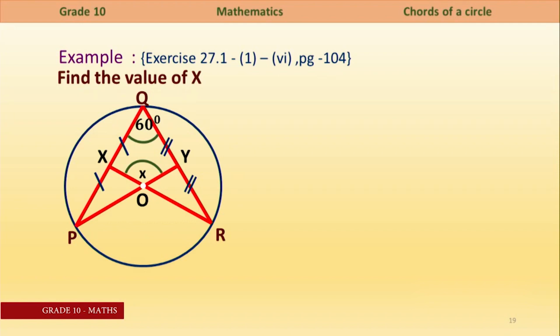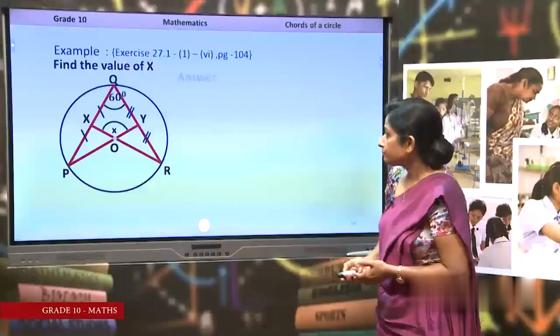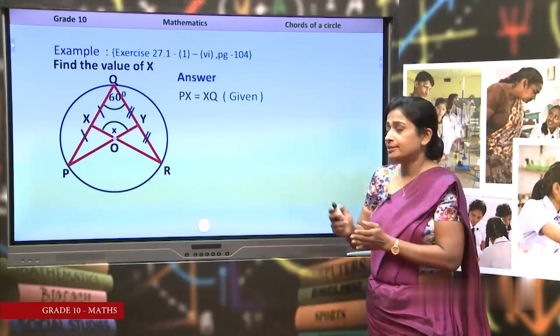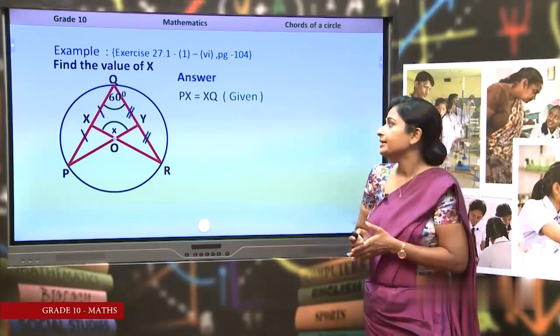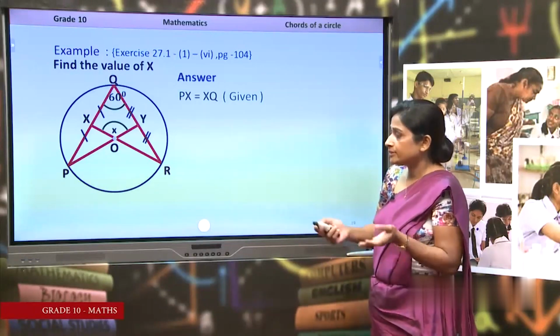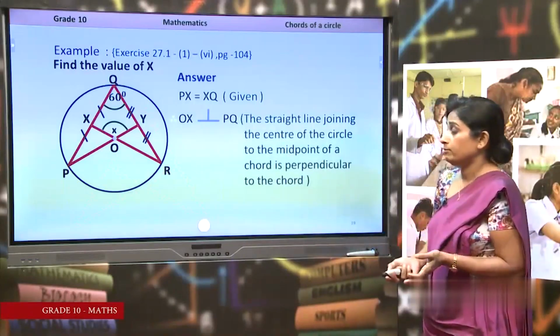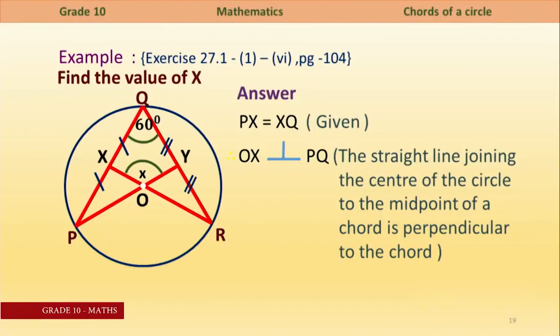These two midpoints and the center have already been joined. So what can you say about those two lines? So here XO line and PQ line. XO line is perpendicular to PQ because of the theorem. So let's see how we do that. Here I have taken PX and XQ because X is the midpoint of the chord. I explained earlier, PX is equal to XQ, that was given, and according to that I can say OX is perpendicular to PQ. Why? Because of the theorem. The straight line joining the center of the circle to the midpoint of a chord is perpendicular to the chord.